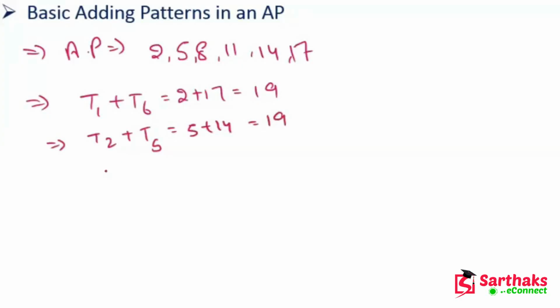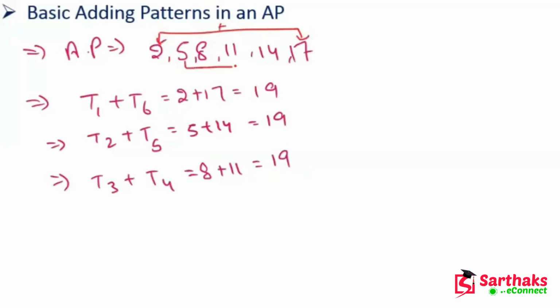So this is the basic adding pattern. If we add T3 plus T4, we get 8 plus 11, which is equal to 19. I hope you understand this. What we are doing is adding the terms equidistant from the two ends, and each pair gives the same sum. I hope you understand these things.